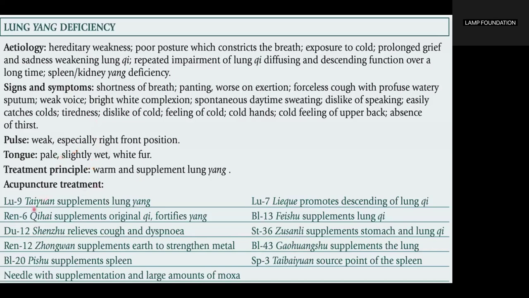Acupuncture treatment: we use Lung 9 to supplement the lung yang, Ren 6 to supplement original qi and fortify the yang, Du 12 to relieve cough and dyspnea, Ren 12 to supplement earth to strengthen metal, Bladder 20 to supplement the spleen, Lung 7 to promote descending of lung qi, Bladder 13 to supplement lung qi, Stomach 36 to supplement stomach and lung qi, Bladder 43 to supplement the lung, and Spleen 3, the source point of the spleen. We needle with supplementation or reinforcement and large amounts of moxa.